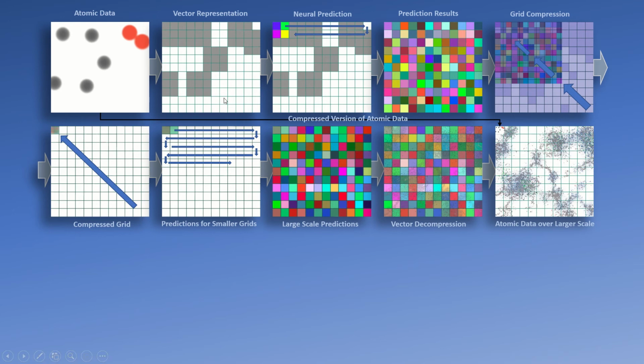So this is just an overview page. It just shows the general process that the system is going to be following. Now, if you don't know what a neural network is, basically it is a type of system that takes input and relates it to output. So, for example, with this model, what we are trying to do is simulate atomic data. So we're trying to figure out how atoms are moving and reacting over time.